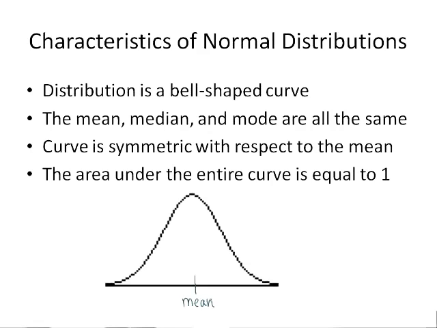The curve is symmetric with respect to the mean, which means the left-hand side of the mean and the right-hand side of the mean are mirror images of one another. The area under the curve is equal to 1. Now, since the curve is symmetric, the area on the left-hand side is equal to 0.5, while the area to the right of the mean is equal to 0.5. That totals the area of 1.